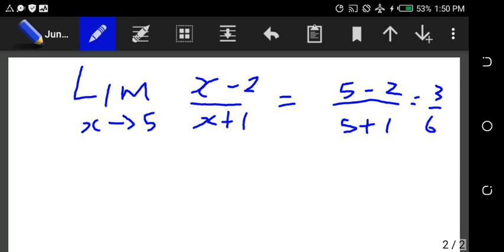So 3 over 6, which ultimately, if you convert it to decimals, will give us 0.5. So therefore, it means that the value of this function, as x approaches the value of 5, is equal to 0.5. So this is basically how we take limits of any function. You just make a substitution of the value. However, there are some cases. Let us look at this particular case now.